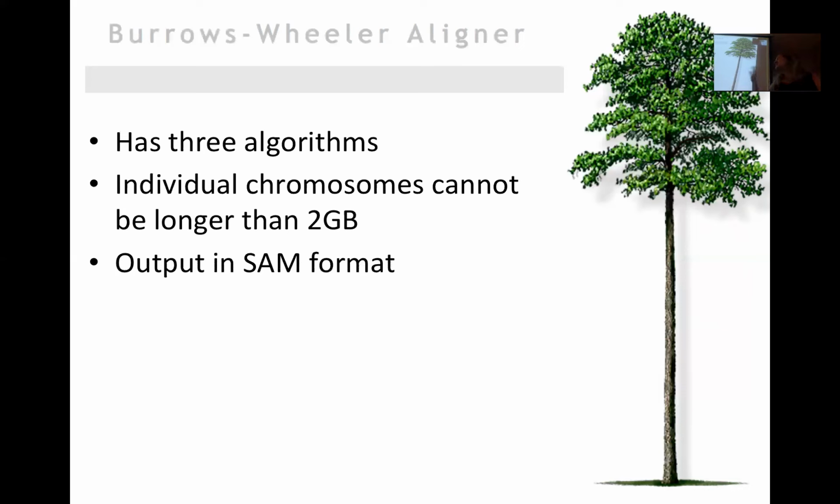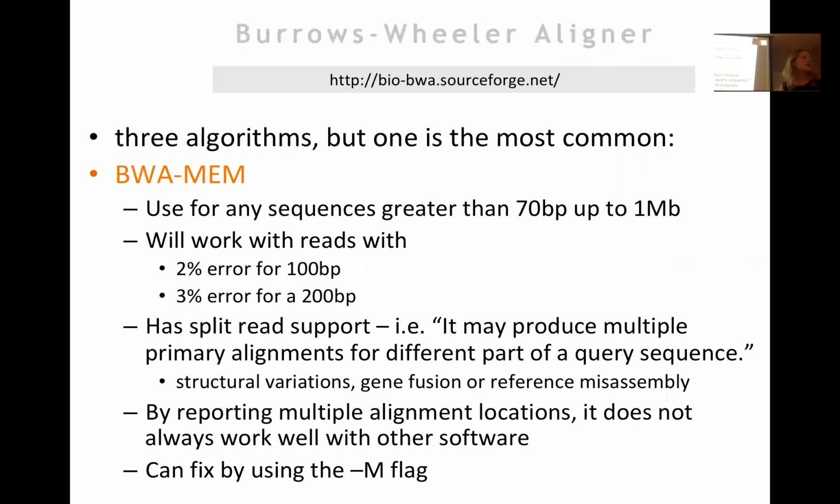It outputs in the SAM format, which is a totally standard mapping format, what everybody prefers and wants to use. So that's another good thing that should probably be on the list of things if you're looking at a mapper. Make sure it outputs in a standard format. SAM would be the format you care about. So BWA MEM will work for any sequences greater than 70 base pairs up to 1 megabase. So if you have super short reads, like 25 MERS or 50 MERS, like really short reads from Illumina, you won't want to use this.